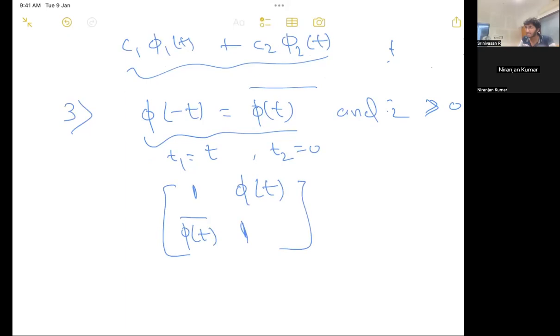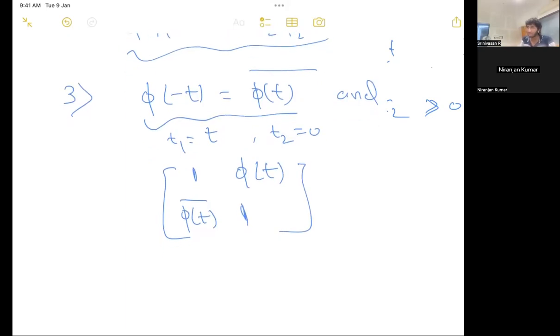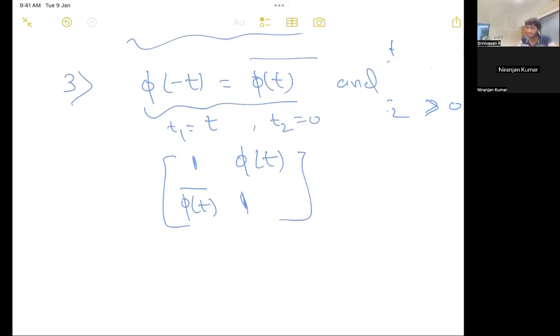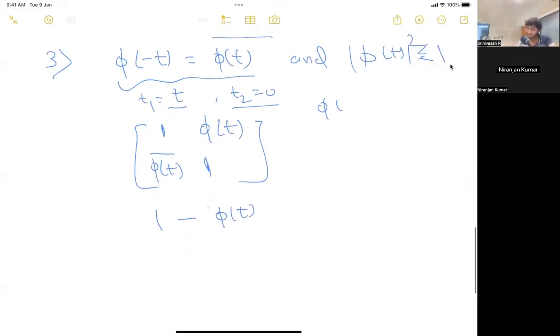So this matrix should be positive by the definition of positive definiteness of the function. This means the determinant of this matrix should be greater than or equal to 0. Taking the determinant, we get that this is positive definite, because this is just the matrix formed by the points t1 equal to t and t2 equal to 0. So this determinant should be greater than or equal to 0, which gives you that mod phi of t square is less than or equal to 1.